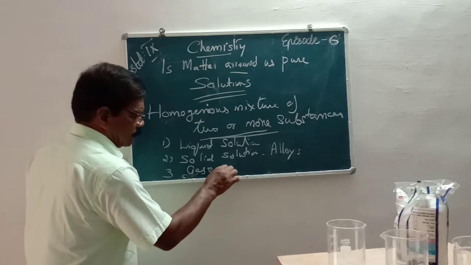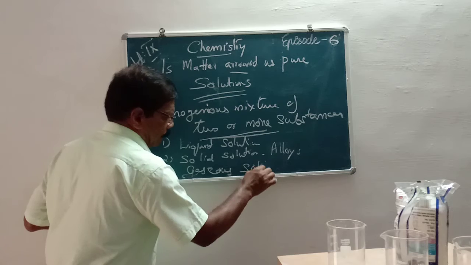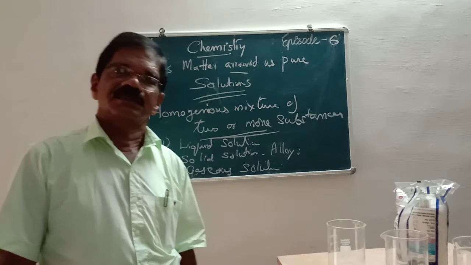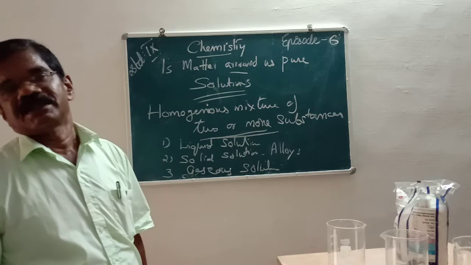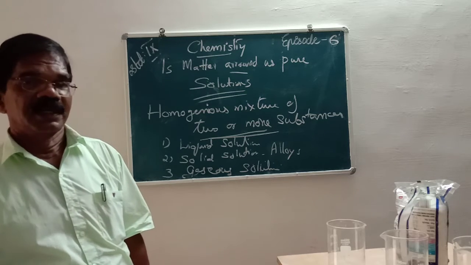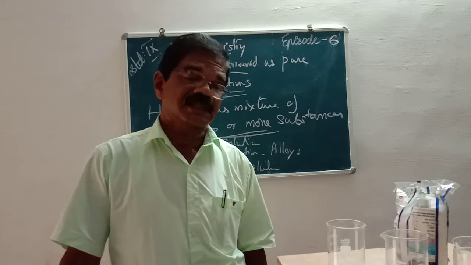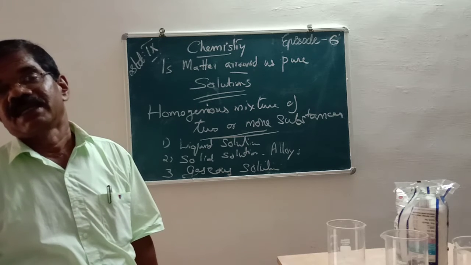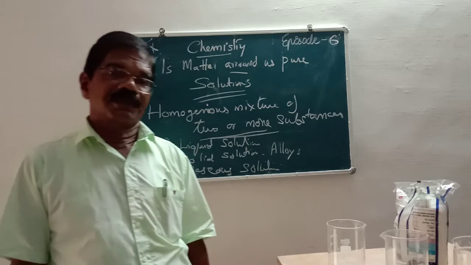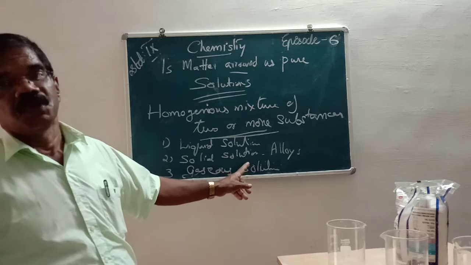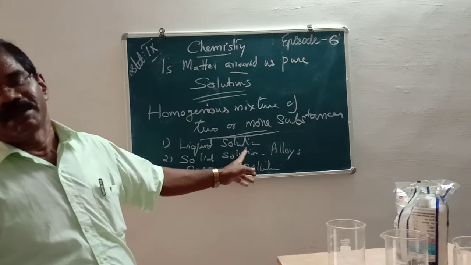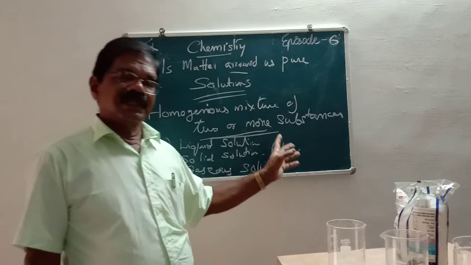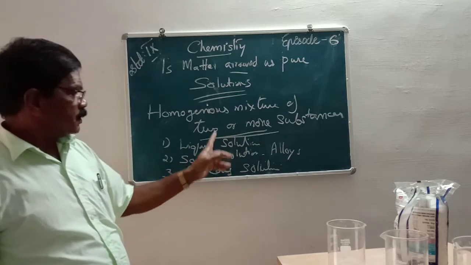What is a gaseous solution? In the gaseous state, that is air. Gaseous solution is air. We all know that air is 78% nitrogen, 20% oxygen, and the remaining is hydrogen, inert gases, carbon dioxide and others, about 2%. So it's 100%. So air is a gaseous solution. There may be a number of solutions: solid solution, liquid solution, gaseous solution. We can study them in detail in this chapter.